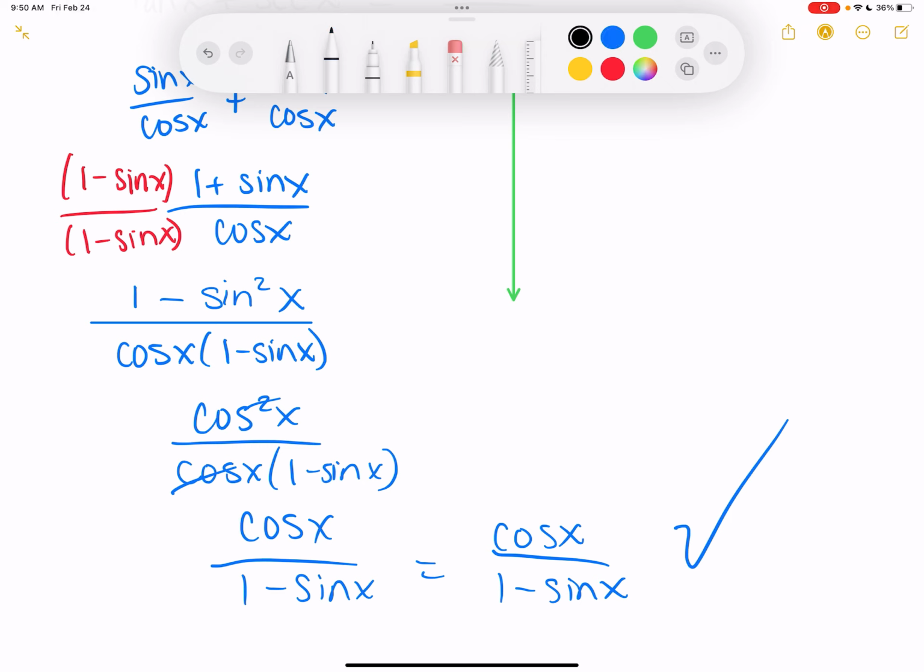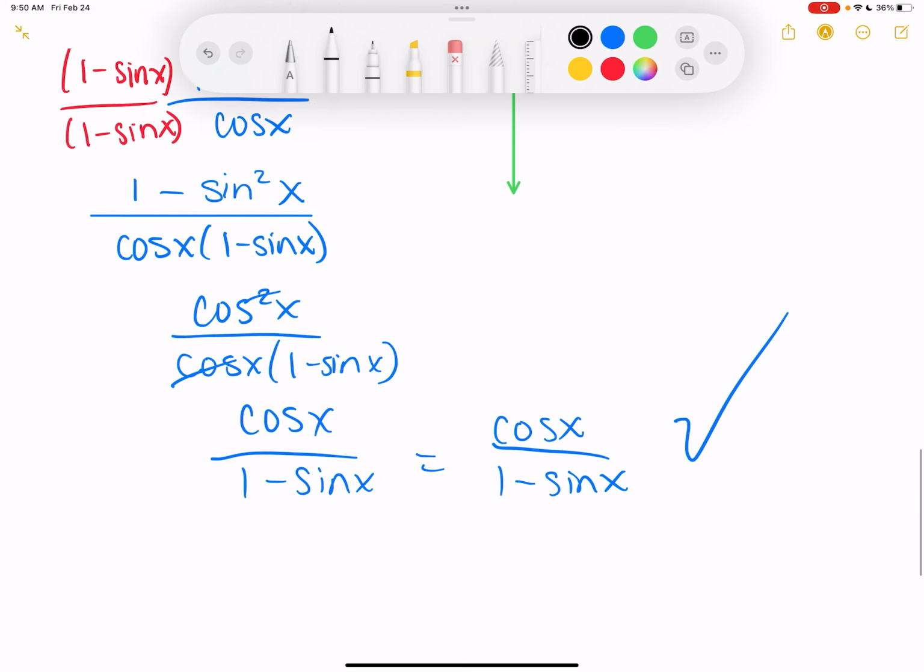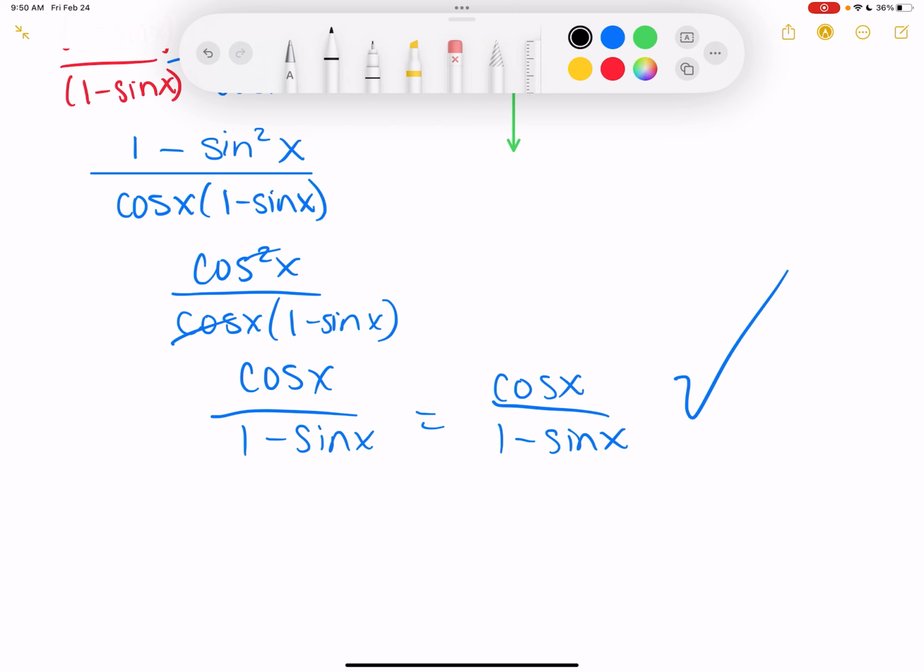One more. And then y'all get all the rest of them. Yay. 22.